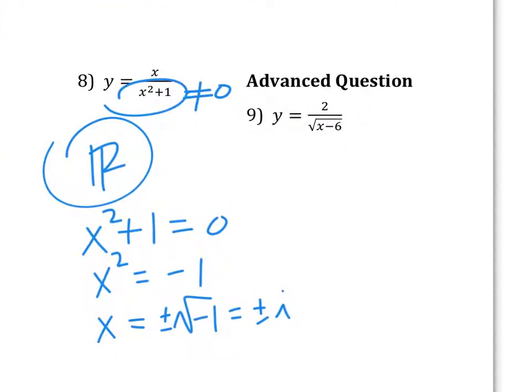Number 9, did anyone get number 9? That's an advanced question. X is greater than 6. X is greater than 6.